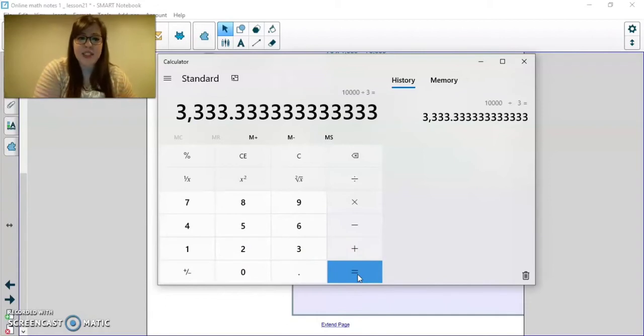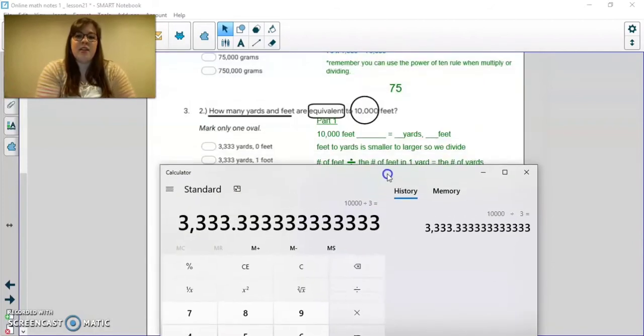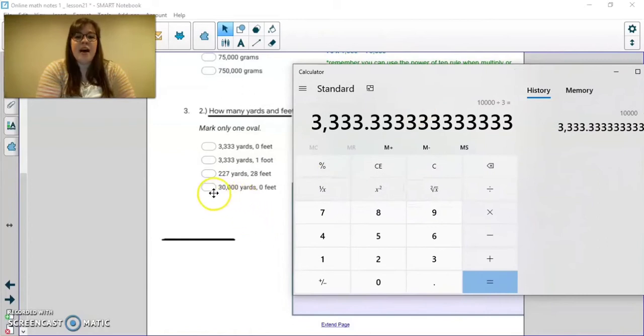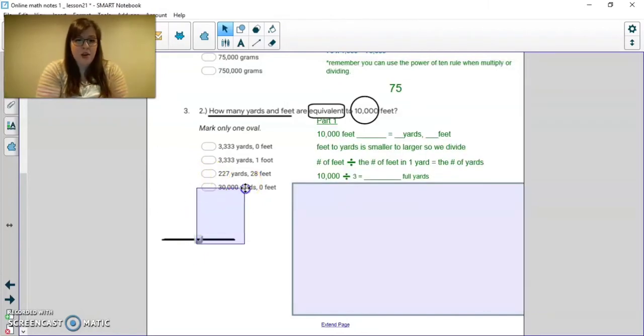I get 3,333.33 repeating. It fills up my whole calculator screen. This is what my answer is. So when I look at this, I know right away just looking at our answers on this side that it's not going to be 30,000 and it's not going to be 227. So I would cross those off right away. I know that those are not my answer.